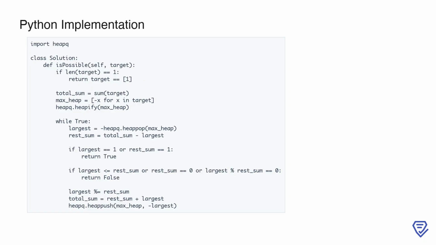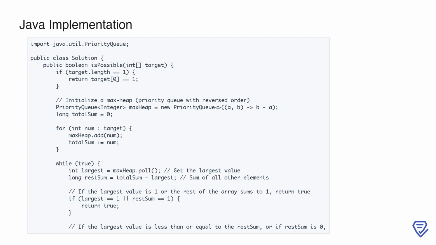The time complexity is O(n log n), where n is the size of the target array, due to the heap operations. The space complexity is O(n), for the heap. To solve the problem of constructing the target array with multiple sums in Java, we begin by checking a base case. If the target array contains only one element, we can directly return whether that element is equal to 1, as a single element array can only be reduced to 1.